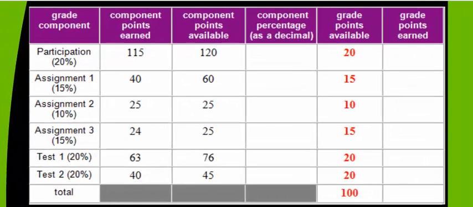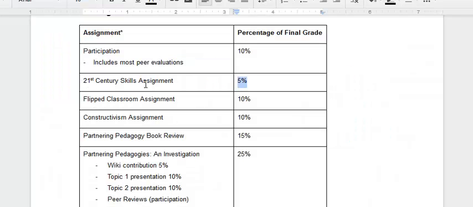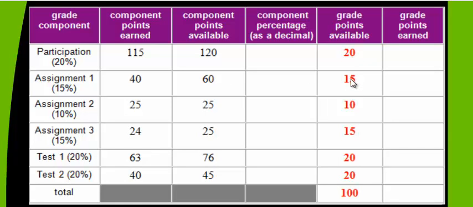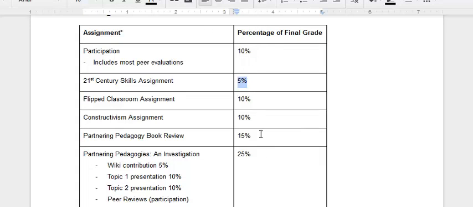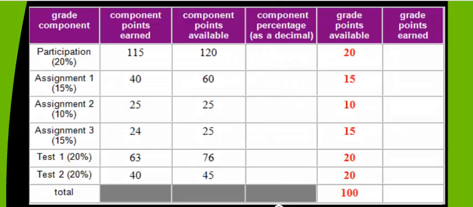Okay? The next step is you're going to go to the syllabus, and you're going to see what percentage was assigned to that assignment. So for example, you would come over here and look at the 21st century skills assignment. It was worth 5%. So you would enter 5 in this column right here. Okay? So you would go through all the assignments and you would enter the percentage point. This always has to equal 100 because 100% is the most that you could score in a class. If it doesn't equal 100%, then that means the information here is probably not correct, or you've written something incorrectly. Okay?